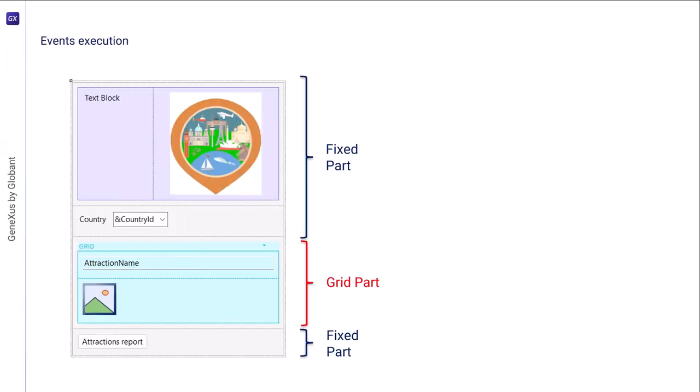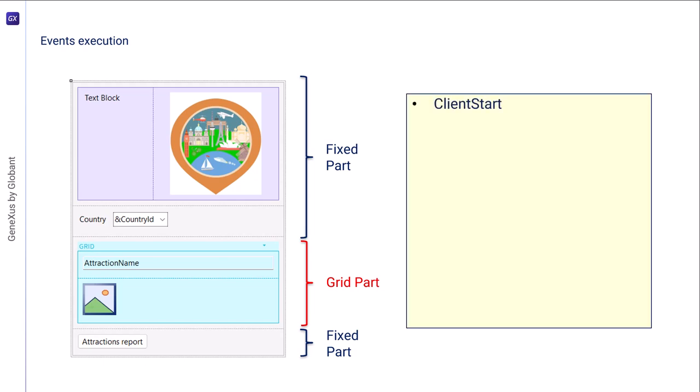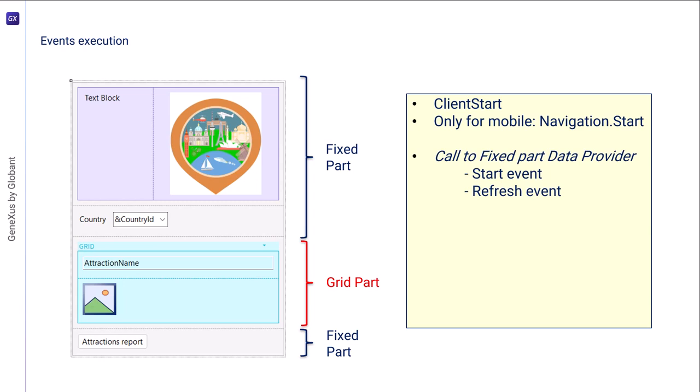Now let's see what happens with events when we run a panel object. The client start event is executed first, and it's executed only once on the client. In mobile applications, the start event corresponding to the type of navigation set in the main object is then triggered using the navigation style property. Next, a data provider is executed that will return the data needed to load the fixed part of the panel. This data provider is involved in the execution of the code of the start and refresh events to be executed on the server and returns, in a single result, the information to load the fixed part. The fixed part of the panel is drawn later.